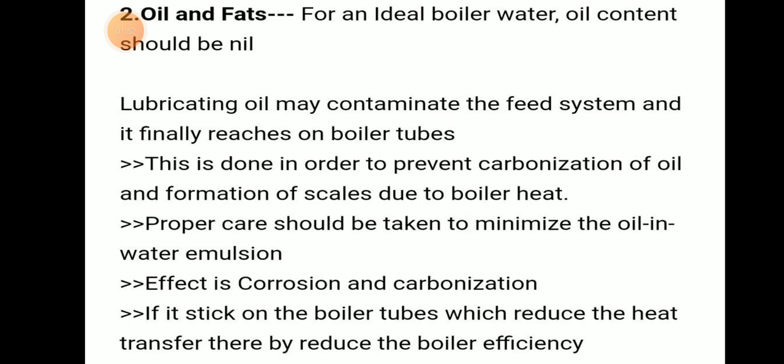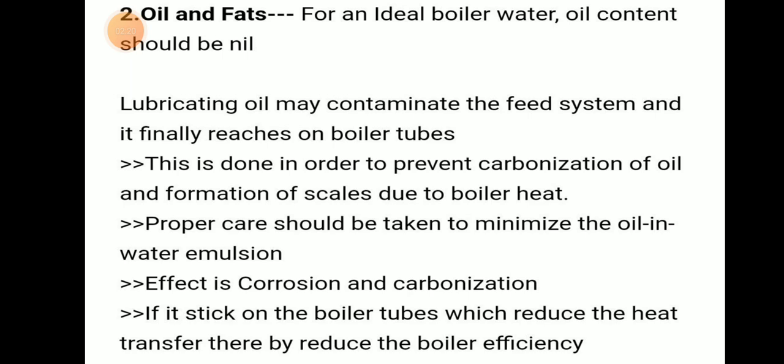Oil and fats. For ideal boiler water, the oil content should be nil. Lubricating oil may contaminate the feed system and finally reach the boiler tubes. This is to be prevented because of the carbonization of oil and the formation of scales due to boiler heat.